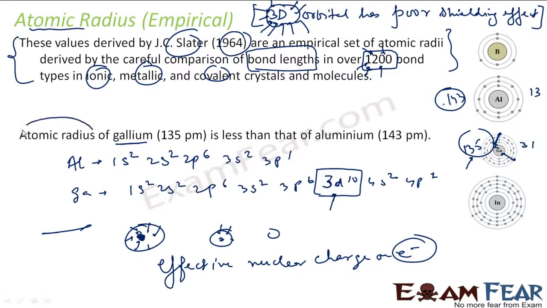This is the atomic radius I'm talking about, the empirical atomic radius. Hope you understand this. See, if you go down the group, in the case of gallium, it had some 3d10 orbitals, and 3d orbitals have a poor shielding effect. Since it has a poor shielding effect, the effective nuclear charge on these electrons due to the gallium nucleus is more. So these electrons have a tendency to come closer to the nucleus, and thus it contracts and the size decreases.